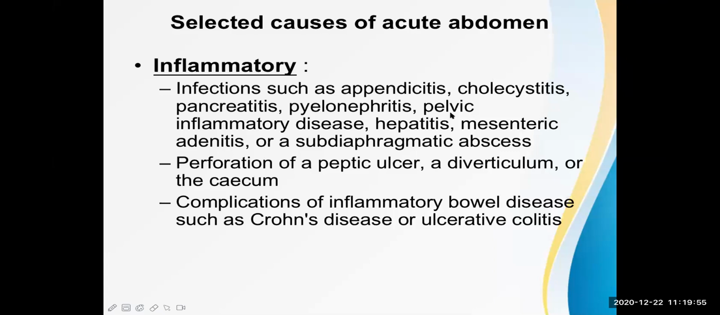See this? PID, or pelvic inflammatory disease, occurs in females. This is the infection of internal genital organs, like the fallopian tube and the uterus itself. Mesenteric adenitis is the inflammation of the mesenteric lymph nodes, and subdiaphragmatic abscess is the collection of pus below the diaphragm. Perforation of peptic ulcer or diverticulum or the cecum, and complications of inflammatory bowel disease like Crohn's or ulcerative colitis can also be considered under inflammatory ones.